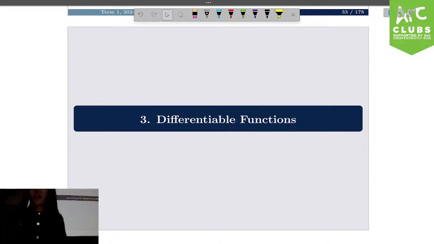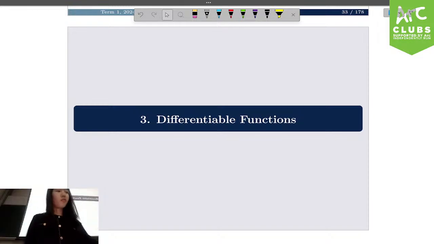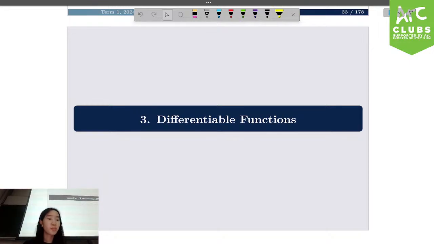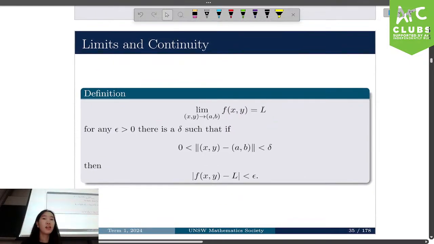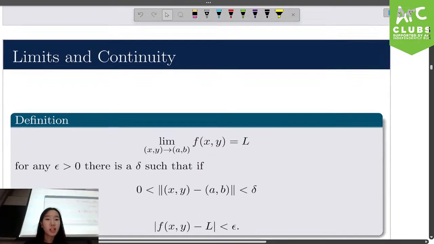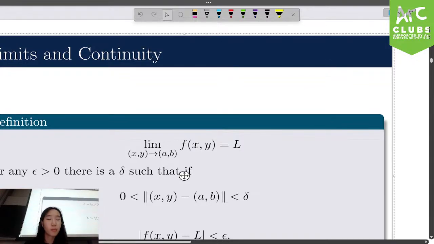So, hello, I'm Han, and I'll be covering the differentiable functions and integration part. So, without further ado, let's get started. So, we have limits and continuity to start, and let's do a bit of recall of what we have learned in first year course.